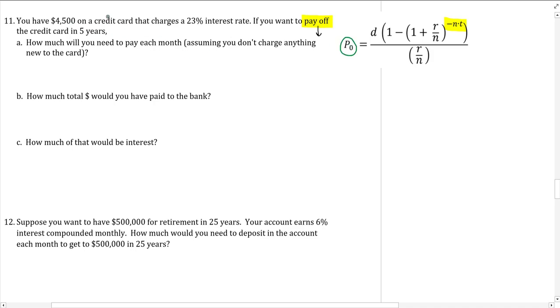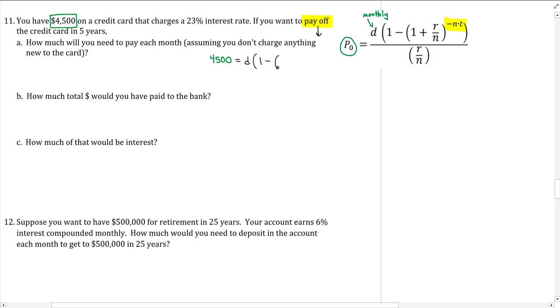So P sub 0, is that 4,500 or is 4,500 the D? Well, D is the withdrawal amount, or the monthly amount if we're talking about months. And so 4,500 is my initial amount. It's what I owe right now, 4,500. So that's going to be on the left-hand side. I don't know how much to pay monthly. That's what I am trying to find, is D.